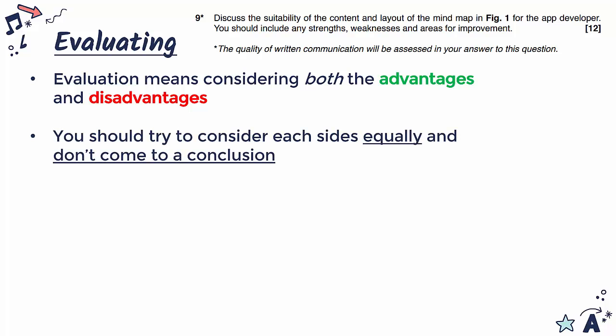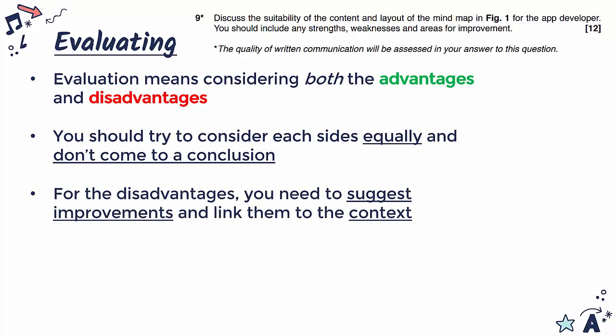So it's important when we are evaluating to try and consider both sides equally, so don't only talk about disadvantages and maybe include one advantage. Try and have as many points that are good as are bad, so you're being unbiased and you're being nice and considered, but also don't come to a conclusion. I think sometimes people believe they need to give a definite answer. In their last line they'll say, well, I think this mind map was good or this was bad. Don't come to a conclusion, you're just being asked to identify both sides of the argument.